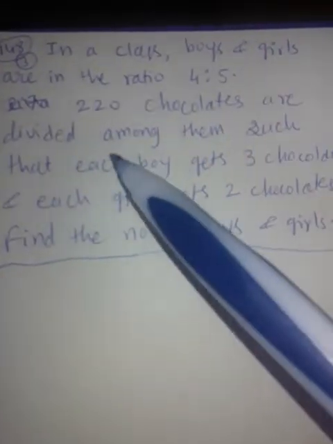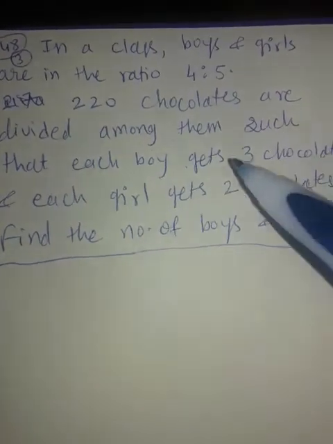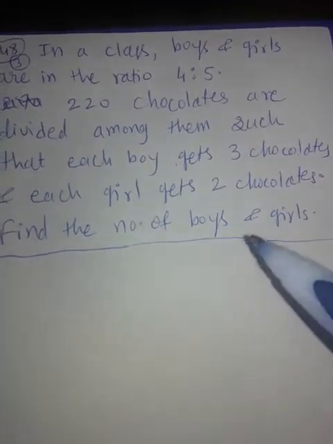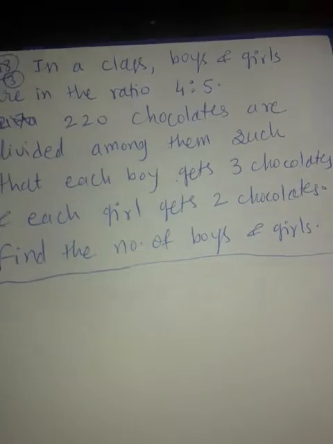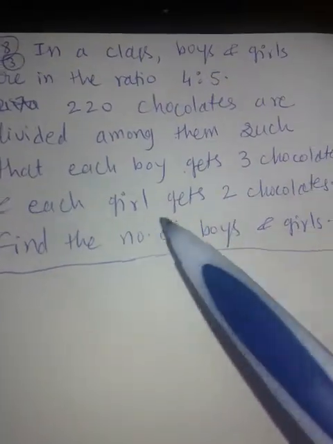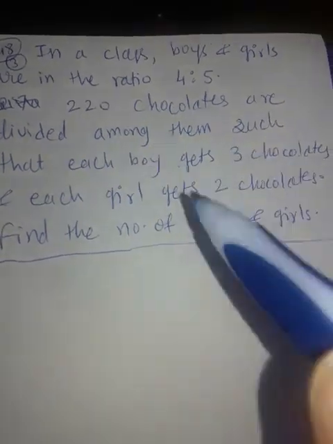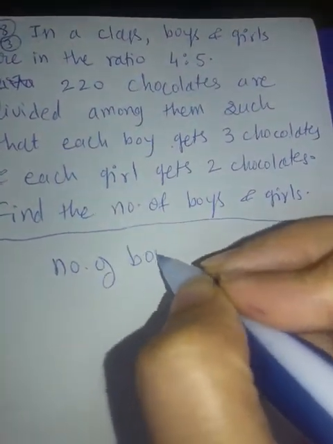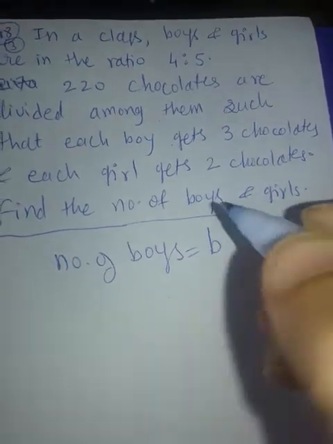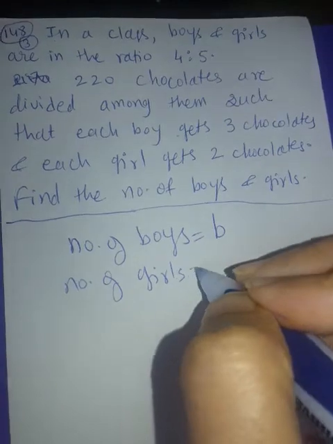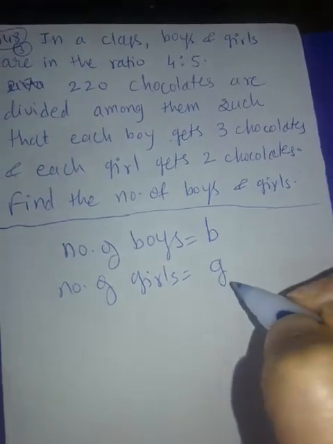220 chocolates are divided among them such that each boy gets 3 chocolates and each girl gets 2 chocolates. Find the number of boys and girls. So let us translate this information into equations. I am assuming the number of boys as B, number of girls as G.